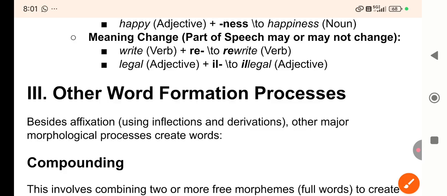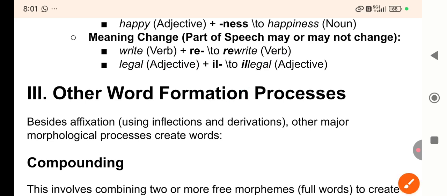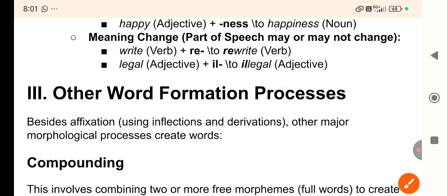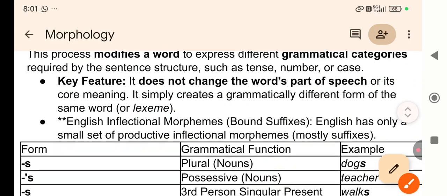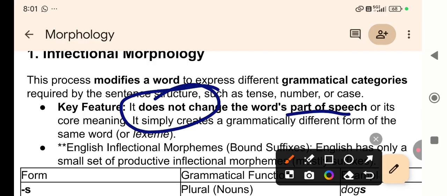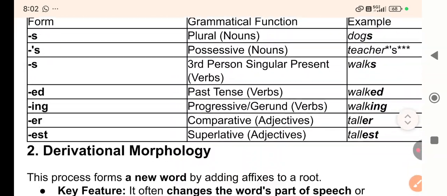How? Write, rewrite, both verbs. The part of speech remains the same, but the meaning changes. Legal and illegal, both are adjectives, but the meaning is changed, just opposite. So meaning must be changed. So we have seen that in inflectional, part of speech does not change. The grammatical category may change, past, present, singular, plural, but meaning does not change.